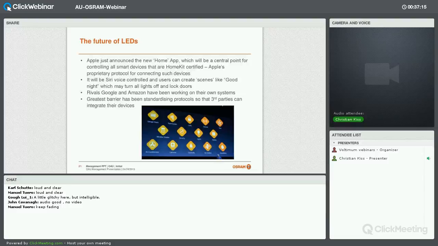Currently, there's a lot of fragmentation in the market with different apps required to control different things. So this will consolidate that. Rivals such as Google and Amazon have been working on their own systems as well.